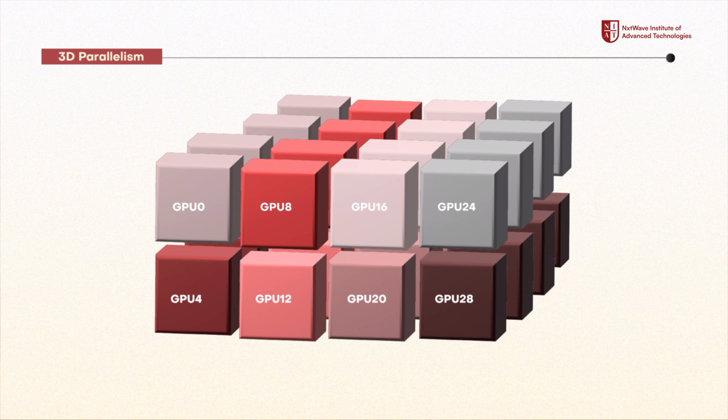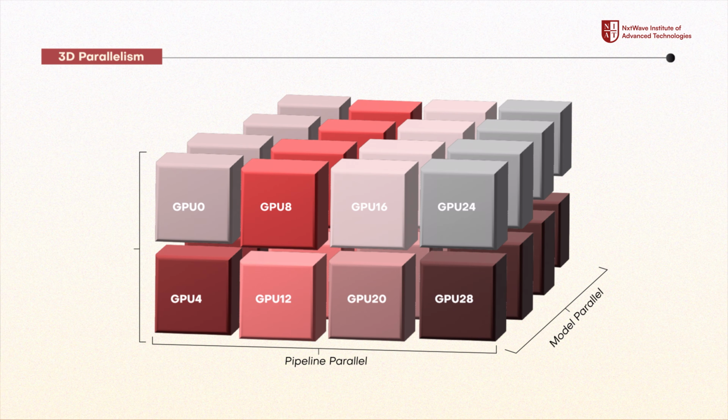Along the depth axis, front to back, you have model or tensor parallelism via tensor sharding. Along the horizontal axis, you have pipeline parallelism with layers spread across stages. And along the vertical axis, you have data parallelism, where each group trains on a different mini-batch and synchronizes gradients. Each technique is orthogonal to the other and can be combined with one another as needed.